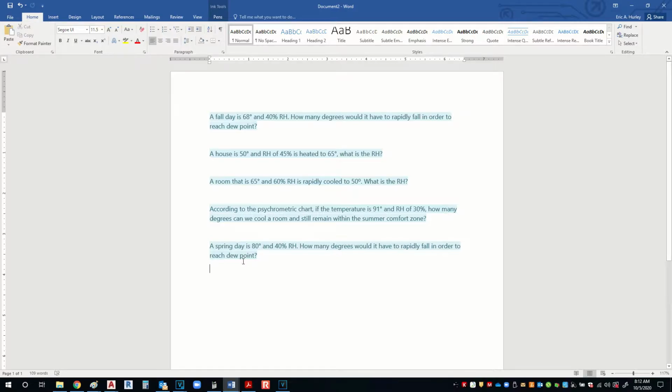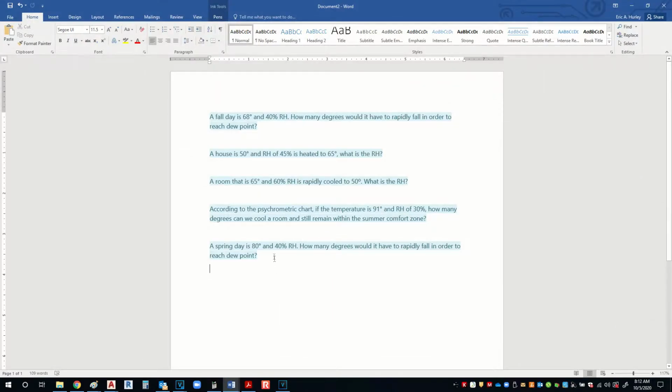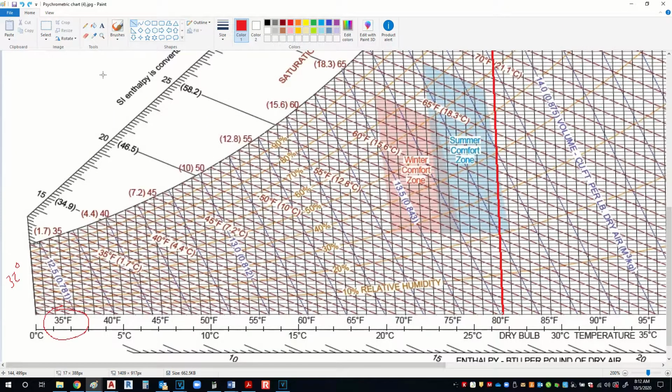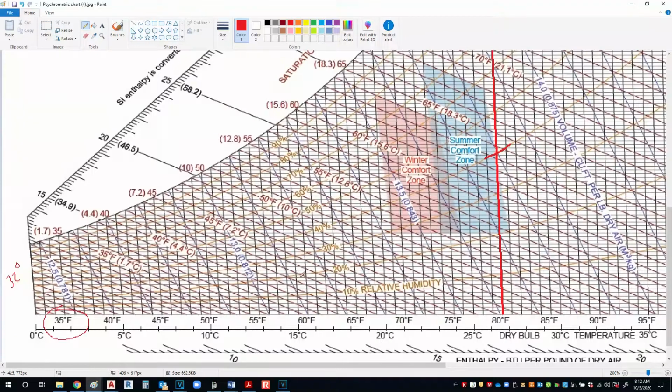Last question. A spring day is 80 degrees. Here's 80. And we are at 40% relative humidity. There's 40. Follow that line up. It's going to come to right there. How many degrees would it have to rapidly fall in order to reach the dew point?